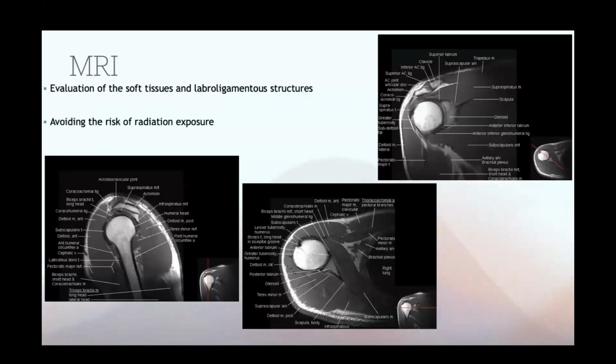Coming to MRI. CT basically evaluates the bony structures, whereas MRI will evaluate the soft tissue and ligamentous structures. This avoids any risk of exposure to radiation, whereas CT has a high level of exposure to radiation.